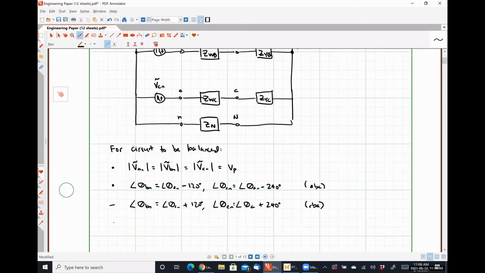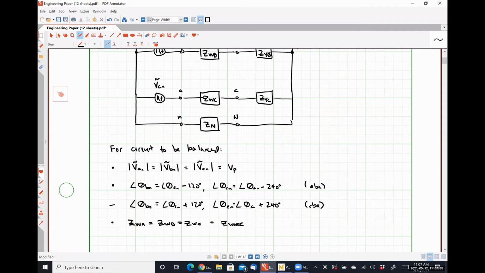Our transmission line impedances need to be equal. So that means that ZWA has to be identical to ZWB, has to be identical to ZWC. So we might just refer to all of these together as Z wire. And I want to make a point to note here that the impedance of the neutral conductor does not have to be the same as the transmission line hot wire impedances. It doesn't hurt anything if it is, but as we'll find out, it also doesn't hurt anything if it isn't, okay?